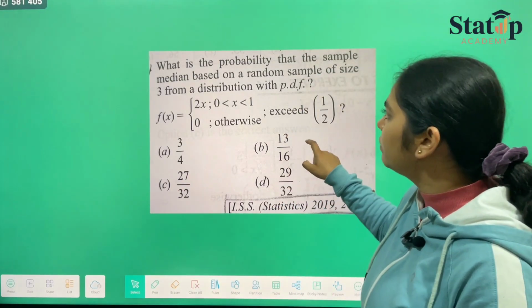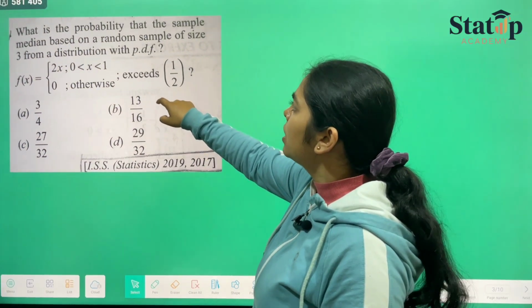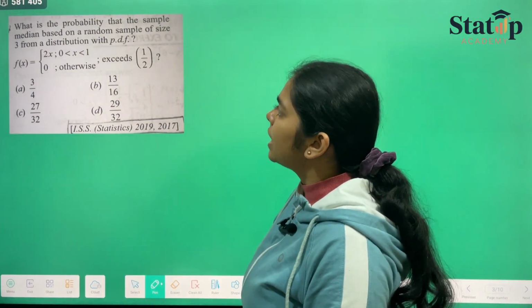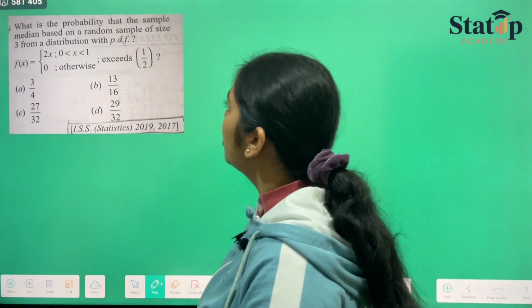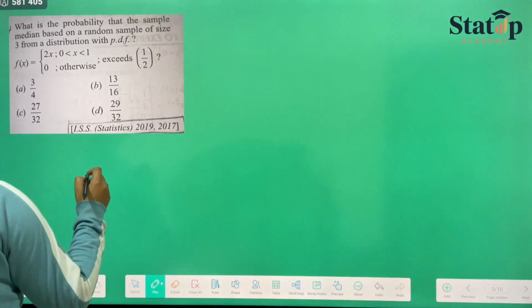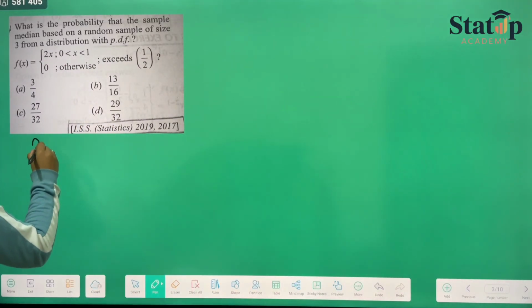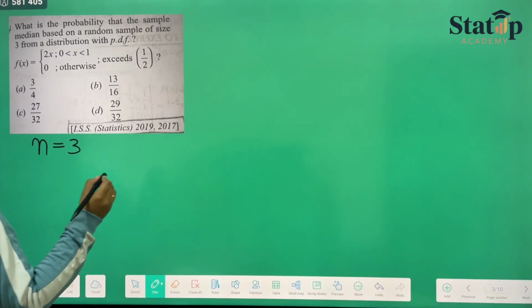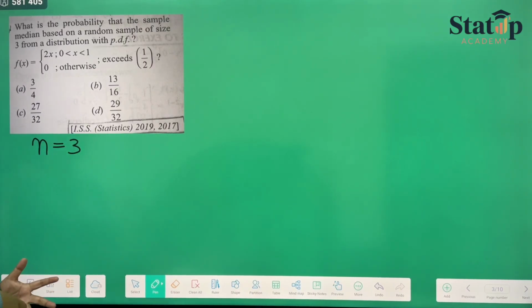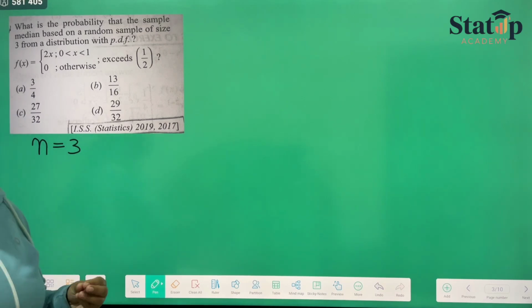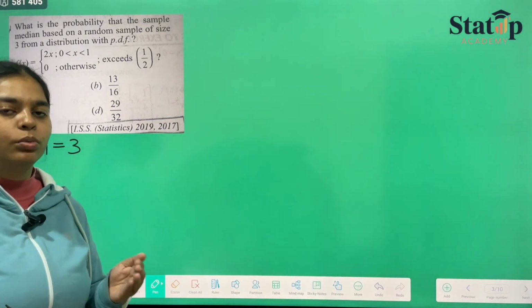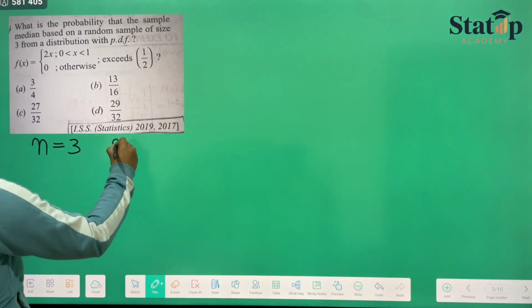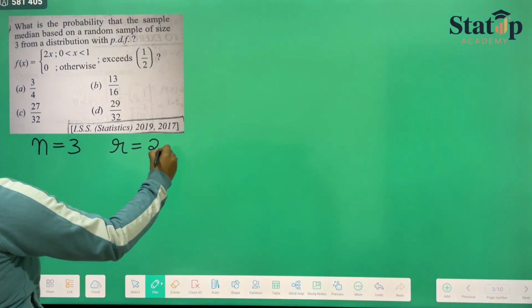This is one of your PYQs of ISS. They have asked what is the probability that the sample median, based on a sample size of n, is... See here, the sample size is 3. So the median will lie in the middle, which is 1.5, but we cannot take 1.5 because in order statistics we only have whole numbers 1, 2 and 3. So the median will be 2, so our rth order statistic will be the 2nd.